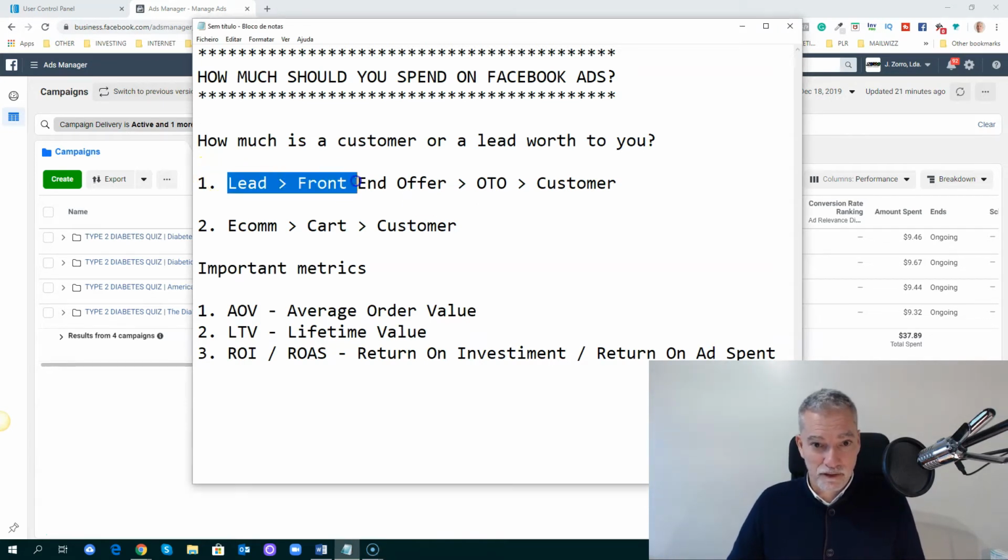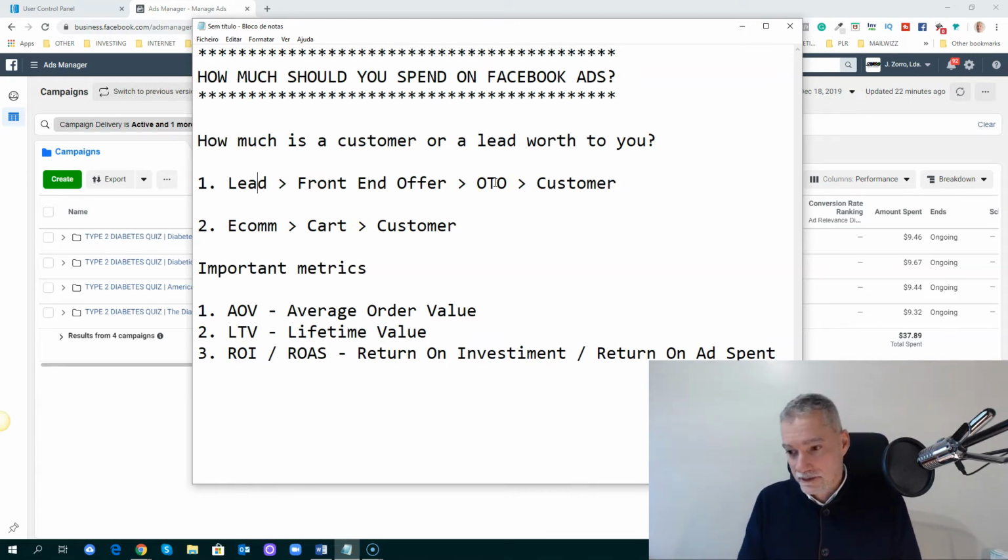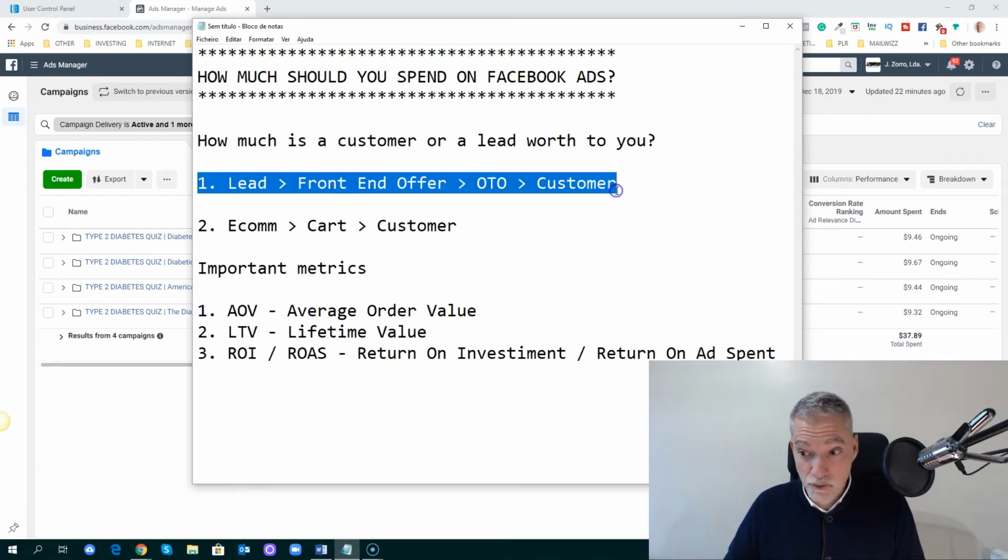Also, if you have a funnel like this one here, where you have a front-end offer and then an upgrade or more than one upgrade, you can try to estimate the AOV. In fact, this model here is a great way to increase your average order value. So instead of just offering a front-end product or service, you upgrade it with one-time offers, okay? And that way you will be able to increase your AOV.